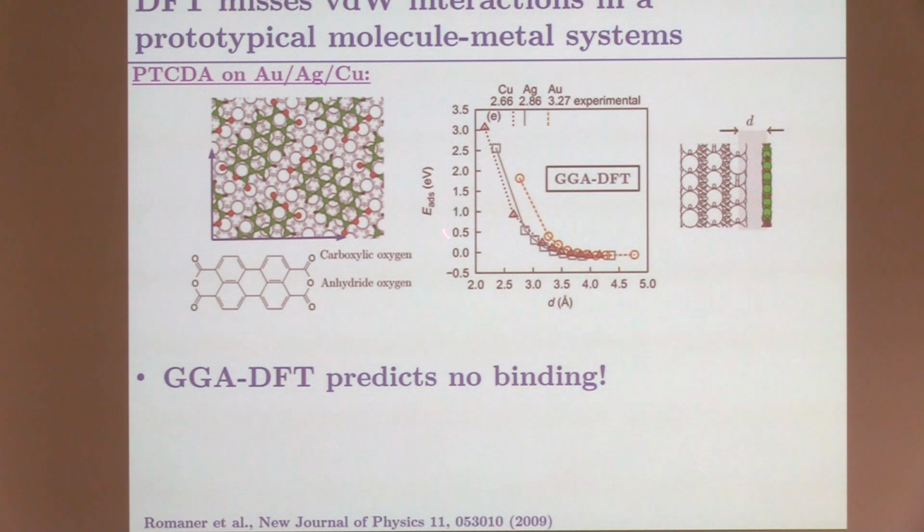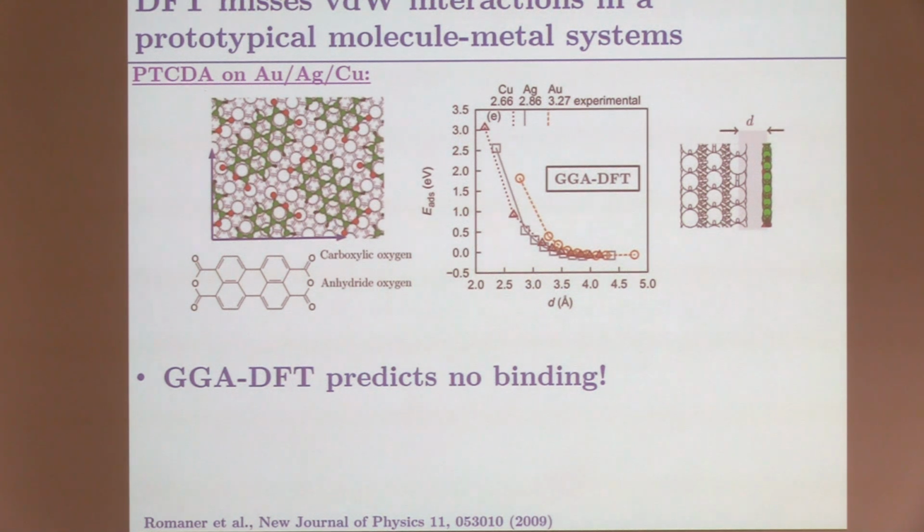Now, if you calculate the adsorption energy with GGA DFT as a function of the distance of the molecule to the surface, again, you would expect it to go down and predict a negative adsorption energy and then go to the dissociation energy. You see at the top the experimental distances that have been measured with X-ray standing wave techniques. But then the theory for all 3 cases never reaches a minimum. It basically tells you that the molecule or the monolayer would just not be adsorbing at all.